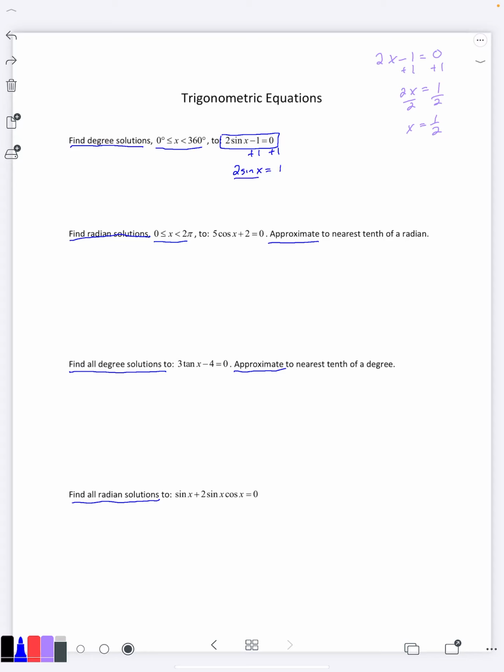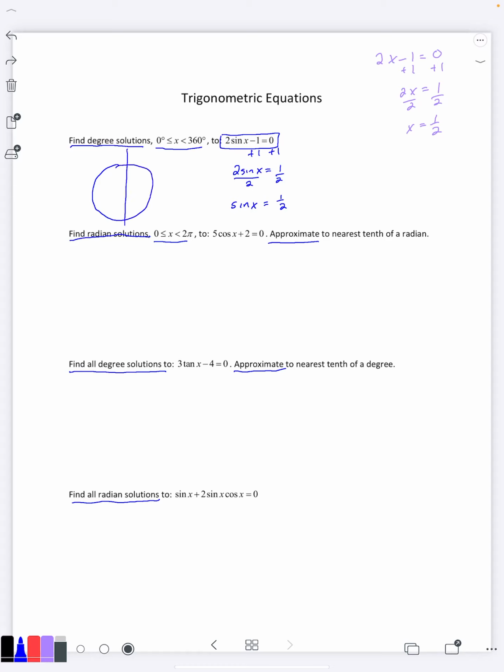We will then divide both sides by 2, just as we did before, and we have sine x is equal to 1/2. The difference is we're not actually trying to get x alone at this step. We're trying to get the trig function alone, so sine x is alone here.